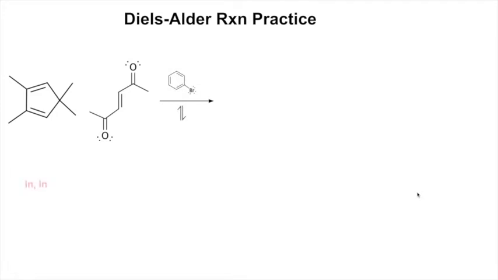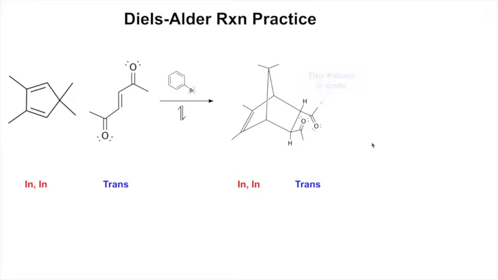Heated reflux with bromobenzene. We've got the diene and the dienophile. Think about it, in-in there. And that's trans, so what do we get? We get this guy. I've got a one carbon bridge with the two methyls. That's there. Got a couple methyls back here, just hanging out on the alkene. And then we've got the in-in, that's basically the same side. And then these are trans because they were trans there.